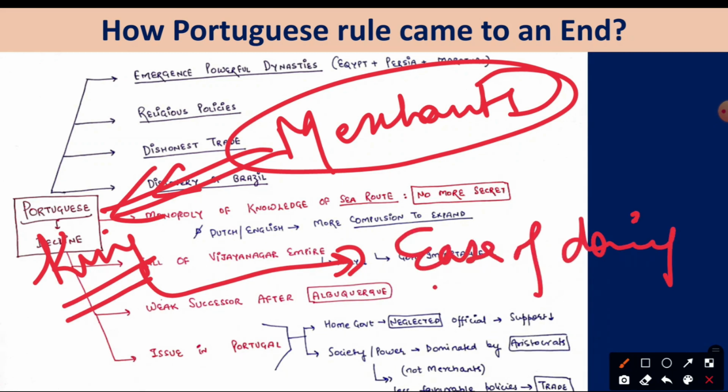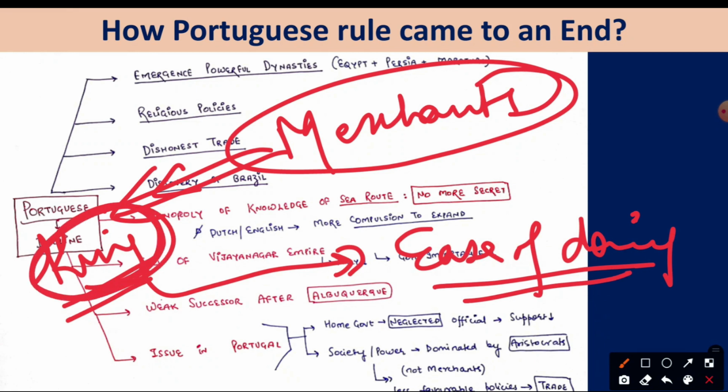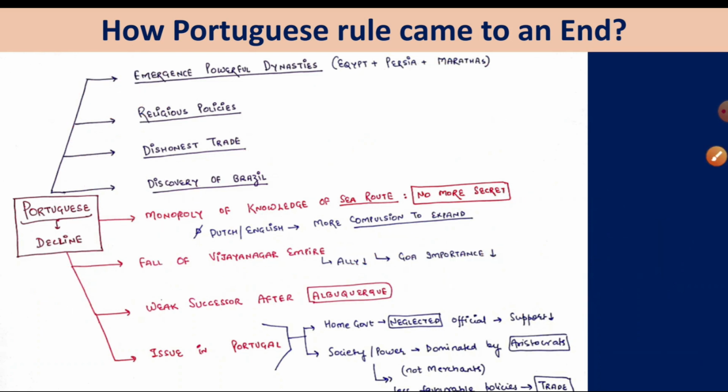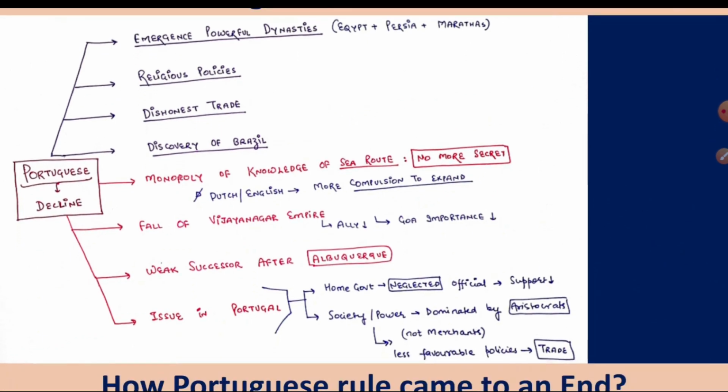The same problem we will see with the French also. When the merchants are in power, they will tell the king to go for ease of doing business. But when aristocrats are there, they won't be interested in ease of doing business because they don't have a direct impact from it. But when the merchants start controlling the kings and the power makers, that happened in Britain. A lot of merchants were also part of the British parliament, and hence they were able to give a lot of freedom to the East India Company.